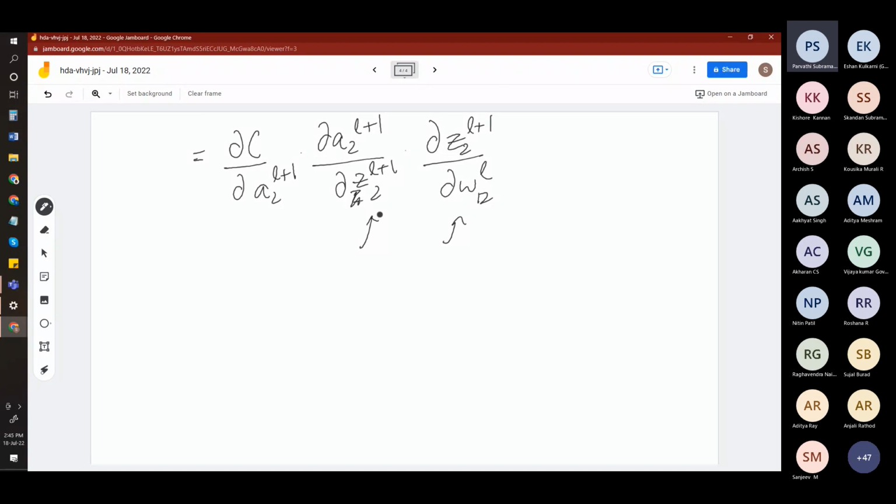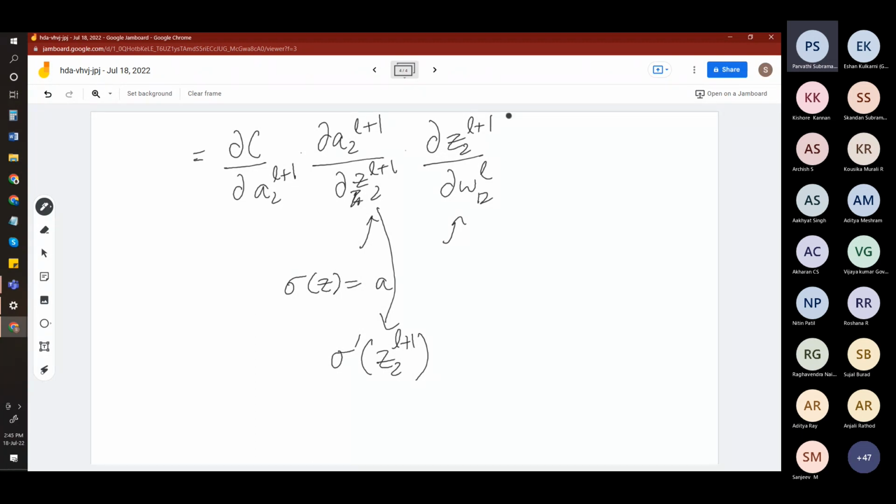To see how that would be, we know that sigma of Z is what gives A, and these two are of the same layer and for the same node, right? So if we take this derivative, it's simply going to be sigma dash of Z2^(L+1). It's just the derivative of sigma with respect to Z at that point. And this is easy to calculate because sigma is the activation function we've set for the neural network, so we already know what its derivative is going to be.